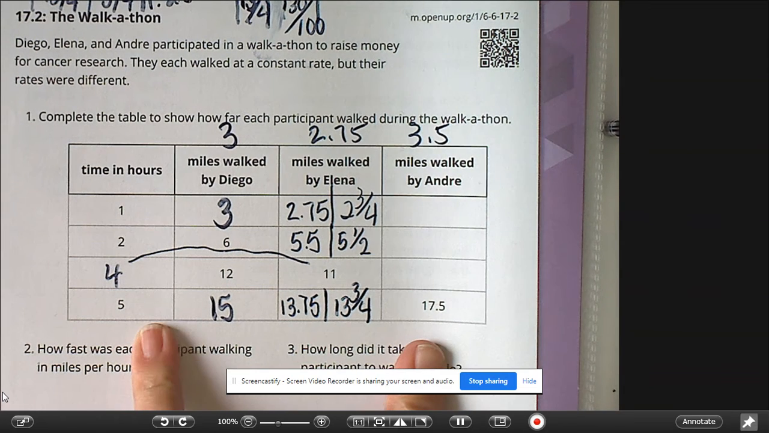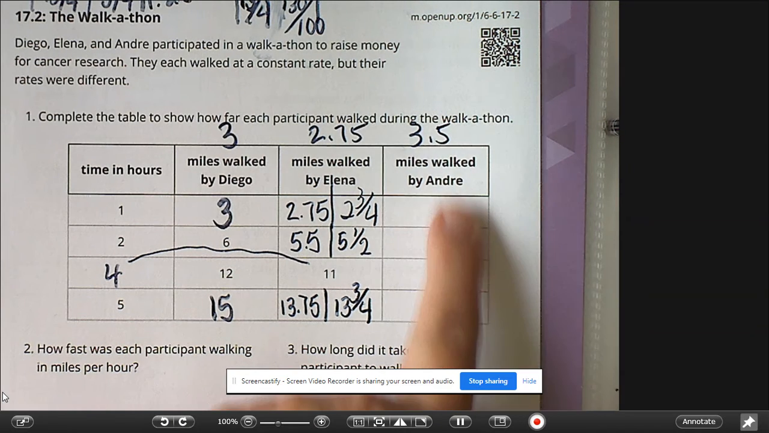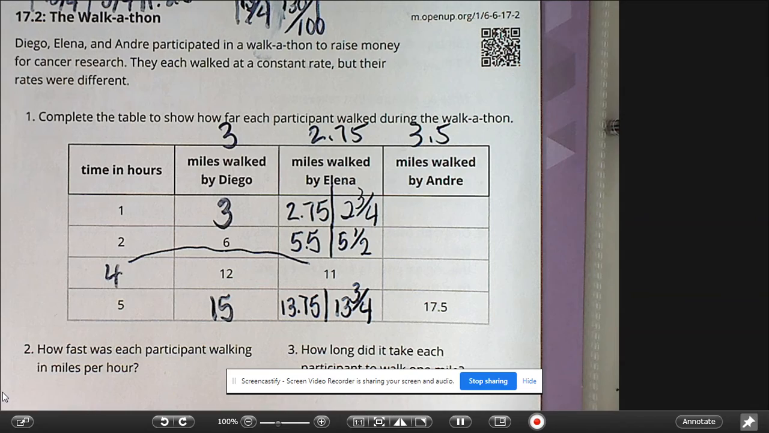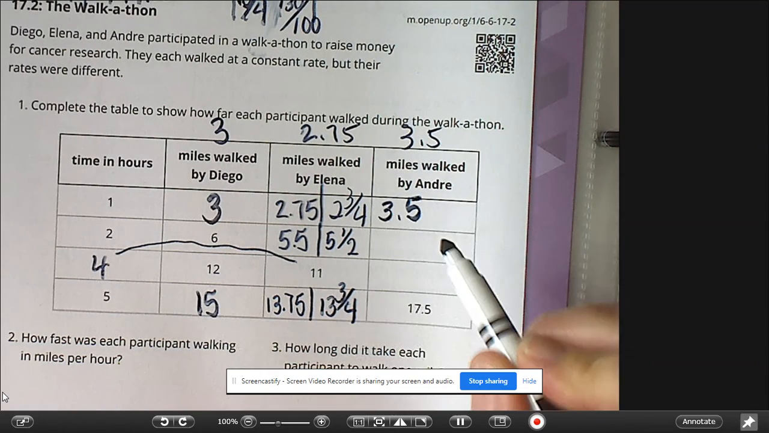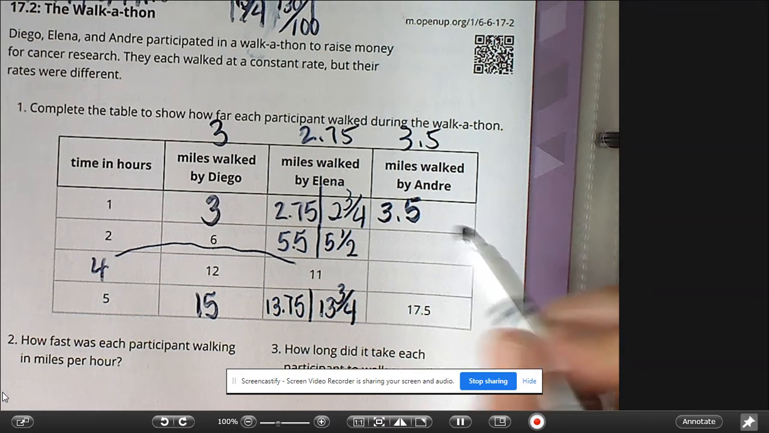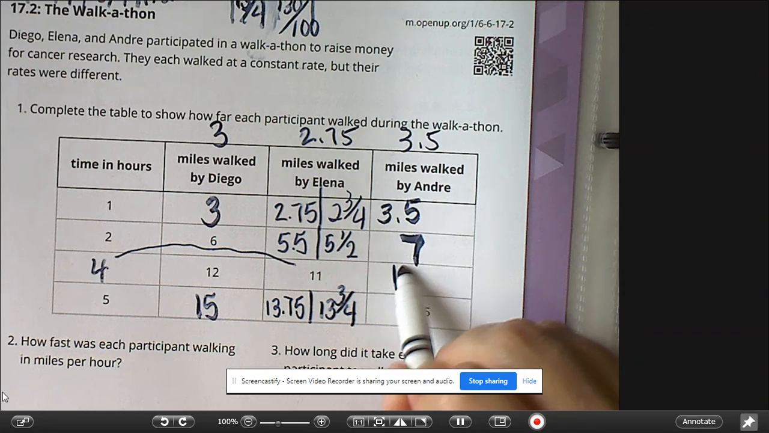Okay, so now we need to do the same thing for Andre. If we divide 17.5 by 5, you get 3.5. So we're going to start by multiplying that by 1, you get 3.5. Multiply it by 2, you get 7. Multiply it by 4, you get 14.